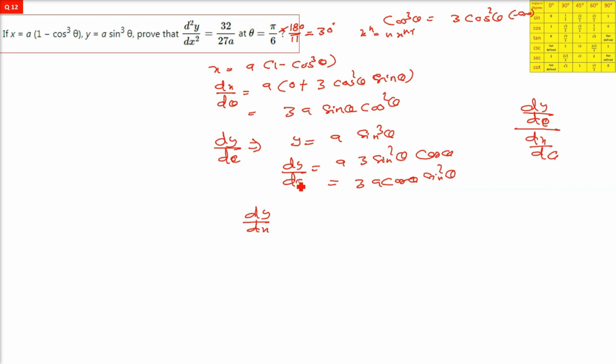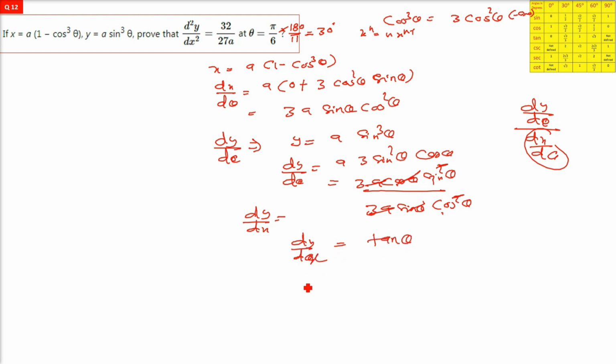So dy by d theta we have already found out. Let us divide dx by d theta. That is, this has to come in the denominator. So we have 3a sin theta cos square theta, and this cos gets cancelled, and then one minus sign cancelled, 3a gets cancelled. So you will just get dy by dx as tan theta. Okay, so dy by dx it is.